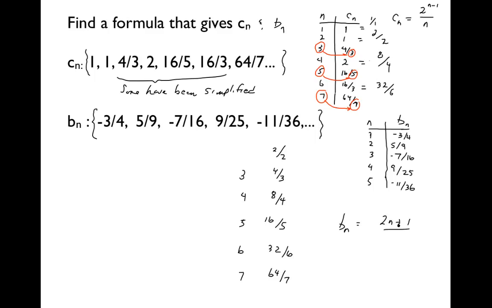Okay, denominator. So what are these? 4, 9, 16, 25, 36. What are those? Not powers of 2, but those are squares. So what this is? 2 squared, 3 squared, 4 squared. So looking back at n, we're going to need n plus 1 squared.